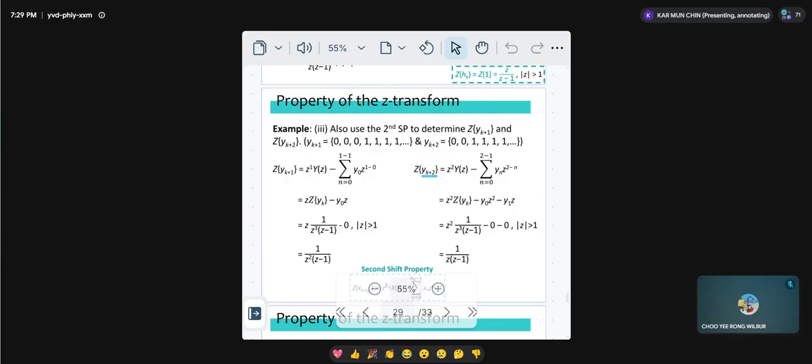For K plus 2, you will get Z square times the Z transform of Y K, minus Y0 Z square, minus Y1 Z. In this case, Y0 and Y1 are both 0. So you just put in, it should be Z square, and then this one you just plug in from the previous answer. Then you just simplify it. You'll get 1 over Z minus 1.